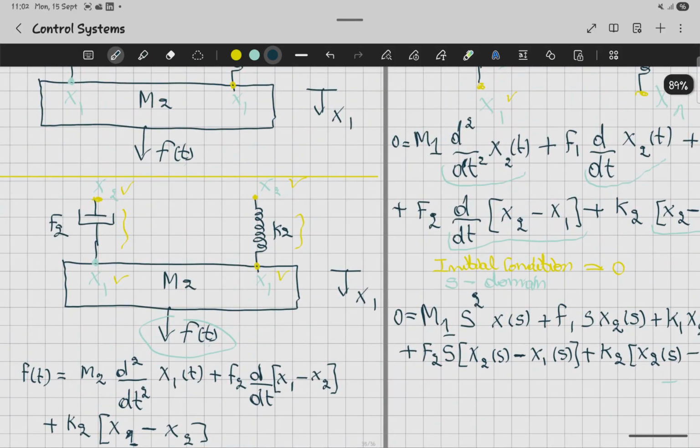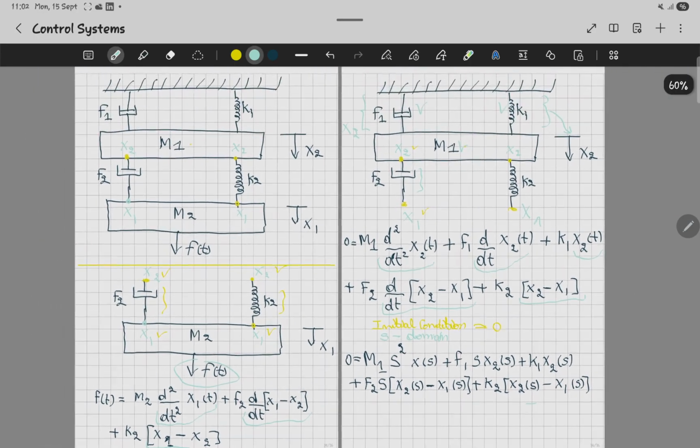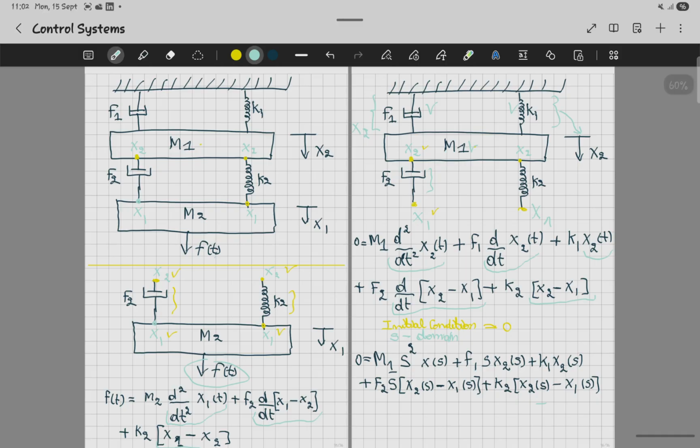For this other equation, it's slightly different but similar to this one. When you convert it into S domain, it's just the same principle that you apply here. So this is it about this question, and the goal was to give you an explanation of how you can get the equation from this mechanical mass system.